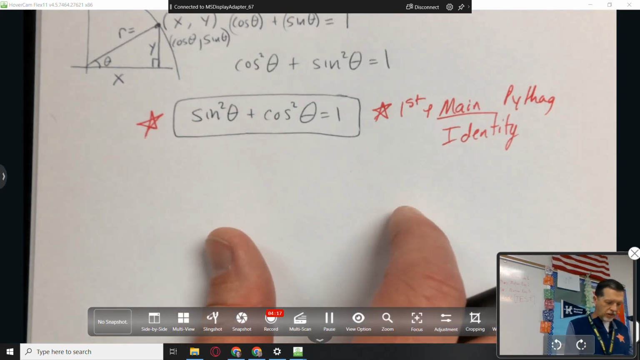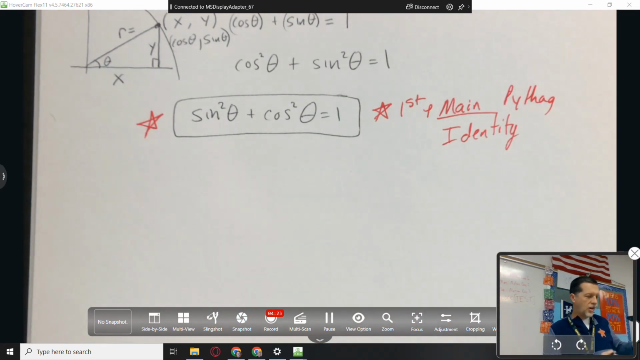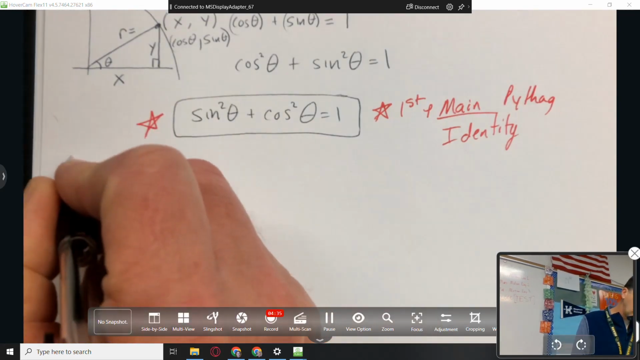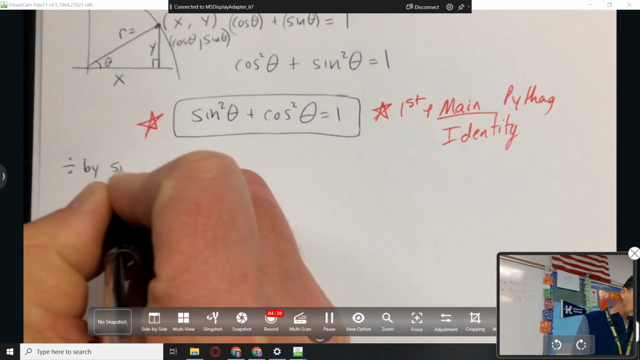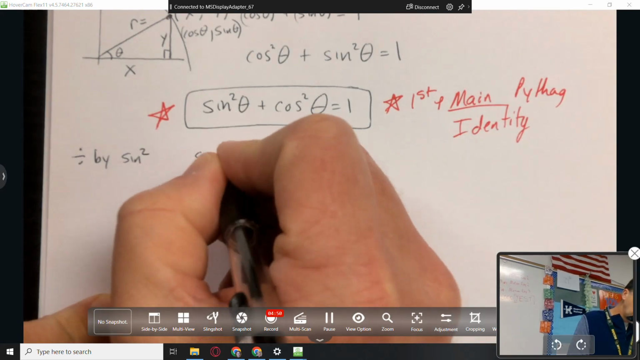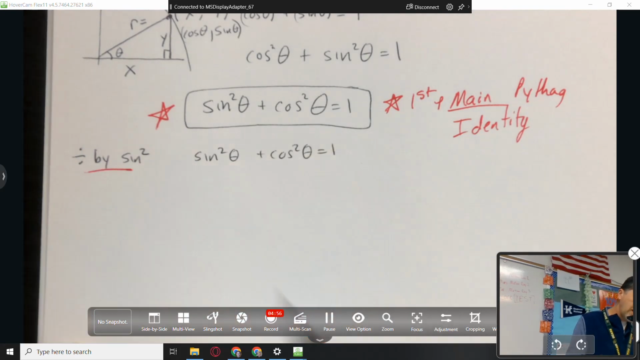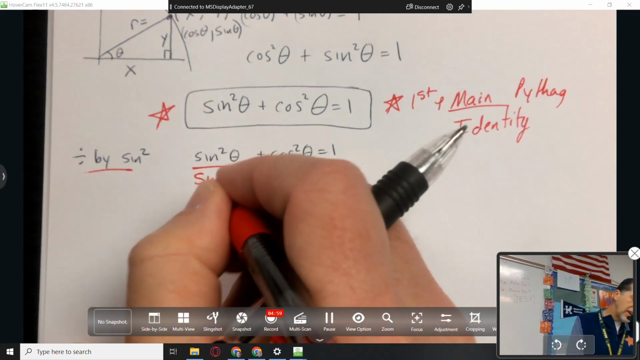Now there's 2 others, and depending on your favorite method, you can spend 2 pages coming up with the others, or you can spend 2 lines. I assume you'd rather spend 2 lines. So one way to get the other one is to divide by sine squared. In fact, this is how I remember the others. I do not have the others memorized. I know this one, and I know how to get to the other ones. So I'm going to start with sine squared plus cosine squared equals 1, and to get my second one, I'm going to divide everybody by sine squared.